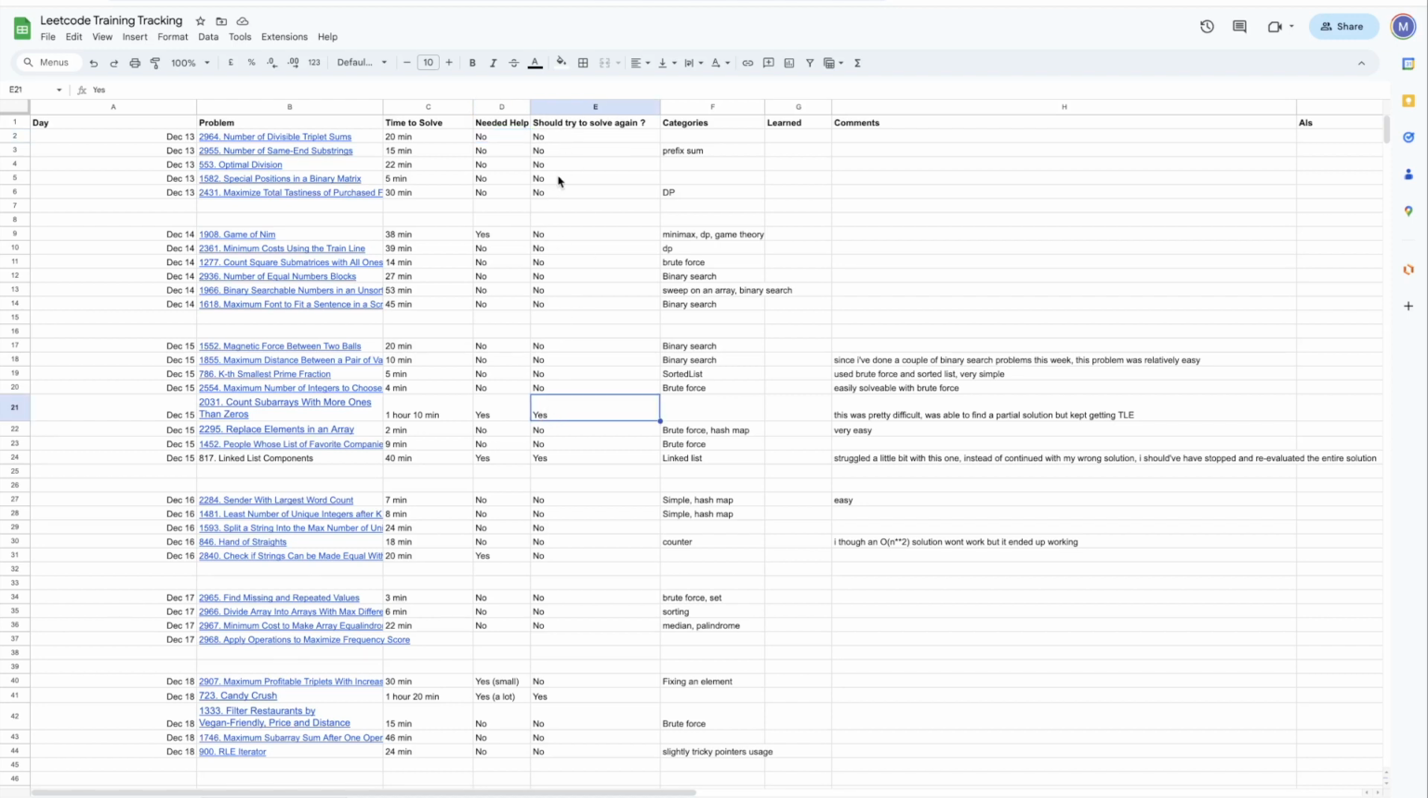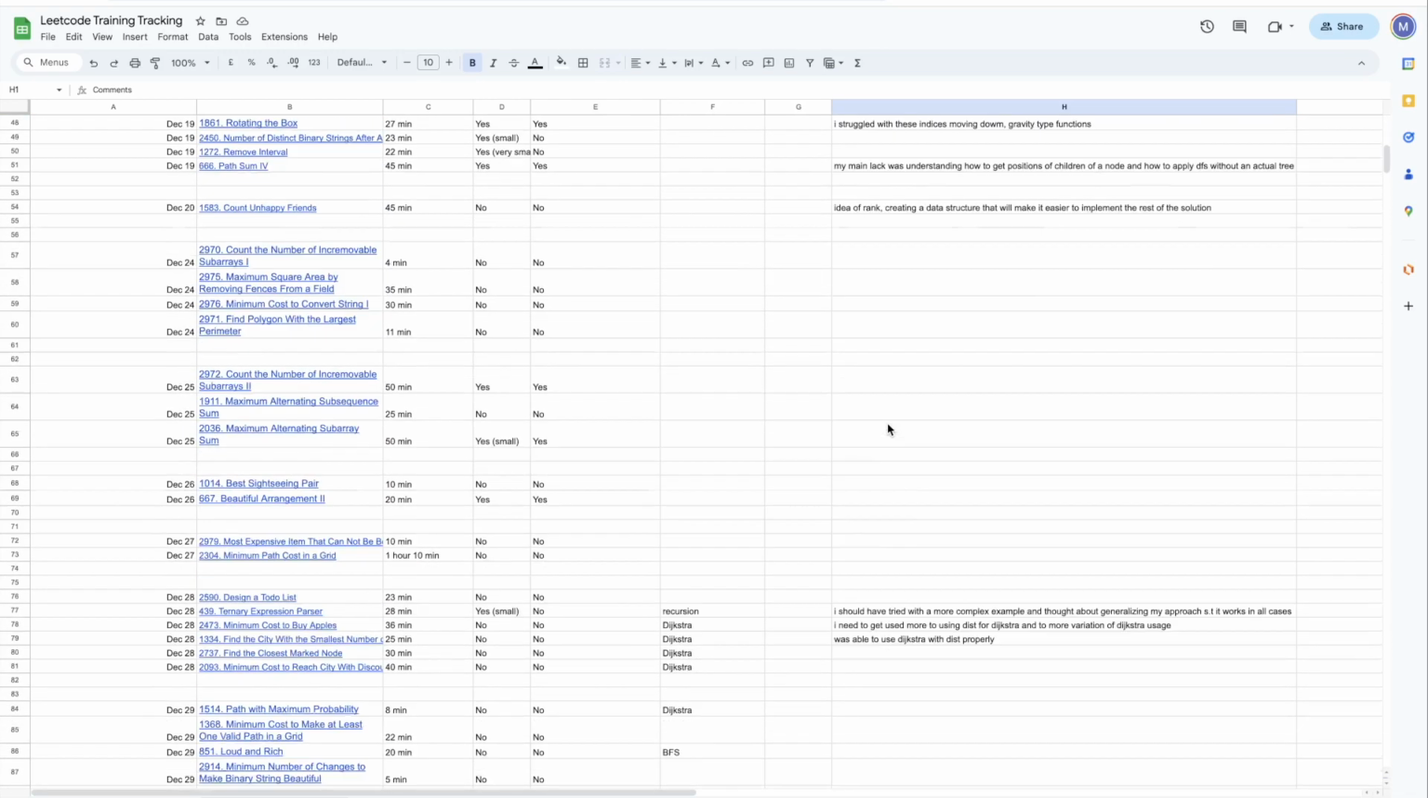The goal here is after I solve a lot of them, I can go back to the ones that are marked as to solve again and then solve them, just so that I can get better at solving them independently without any help. And then sometimes I also add some comments here about what was missing, where I struggled, so next time I can focus on that specific point.